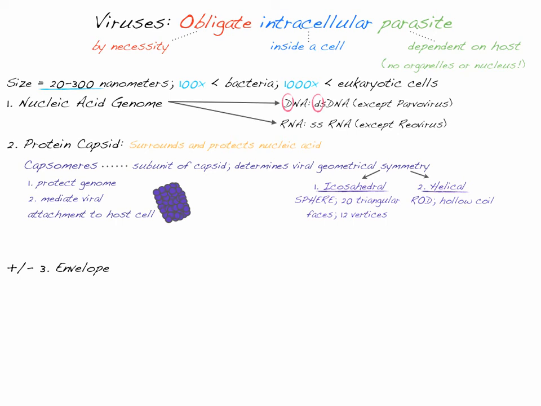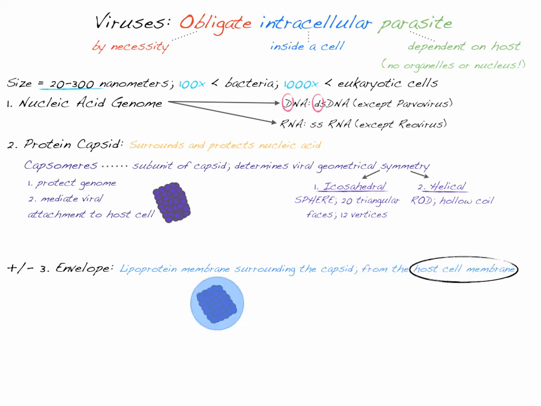The third thing that some viruses have is an envelope. And the envelope is a lipoprotein membrane that's going to surround the capsid. And that lipoprotein membrane, that phrase should be setting off some bells because this is what the plasma membrane of cells are made of. And this makes sense because the lipoprotein membrane actually comes from the host cell membrane. And you can see the blue envelope enclosing the capsid here. So as the virus is taken up by the host cell, it's going to take some of that host cell membrane to become the viral envelope.